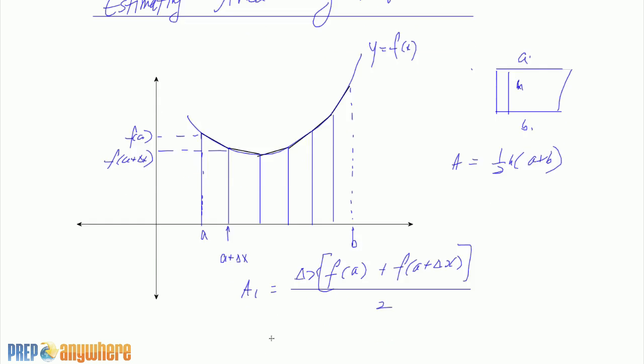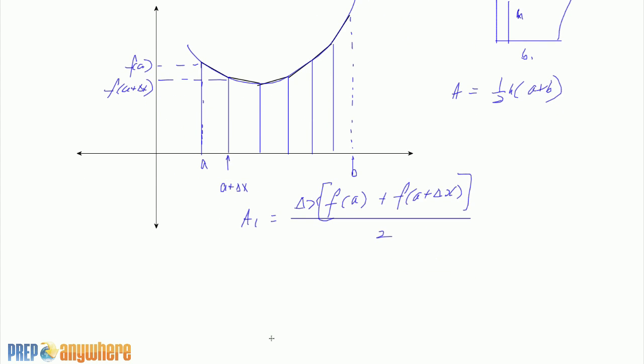So we need to add up n trapezoids. Let's actually do the second one now, just to get a pattern. Again, delta x over 2. This time it's going to be f at A plus delta x, plus f at A plus 2 times delta x.